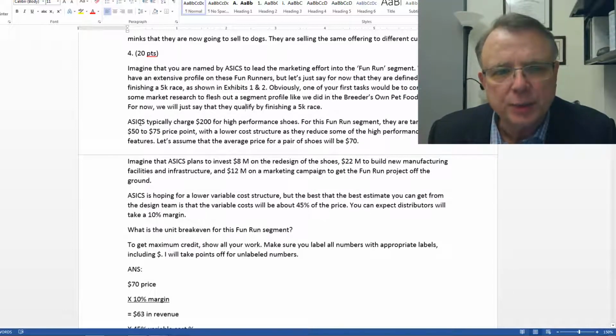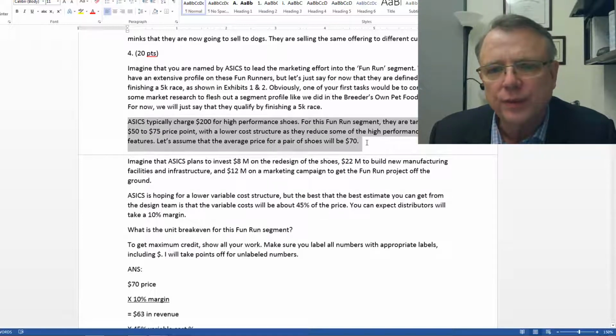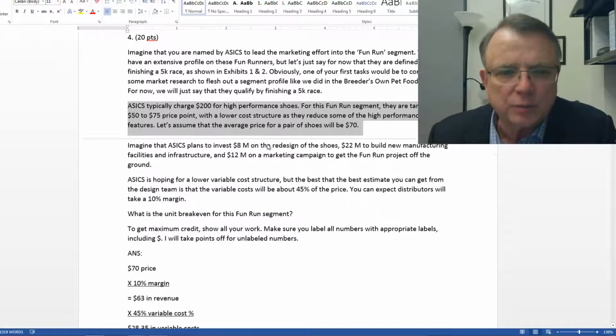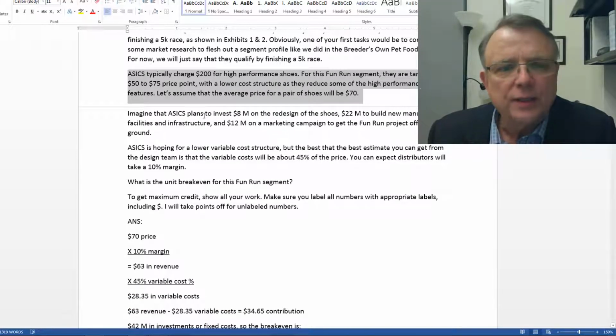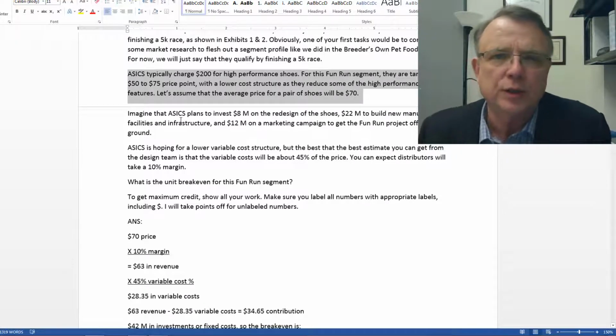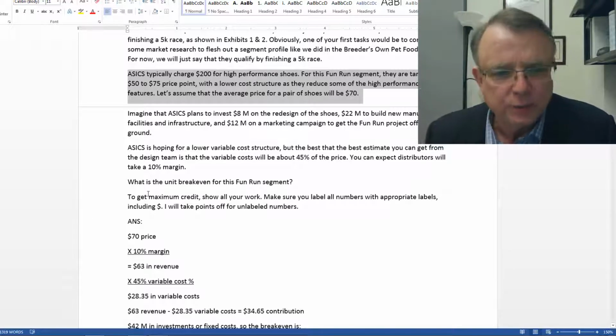And then A6 typically charges $70 to $75. The thing in this is you just have to be able to read through this and identify that $70 is the number you need. This next paragraph describes the fixed cost. I describe what they're for, but we don't really care. You just have to add them all together. I think it was 42 million, something like that.